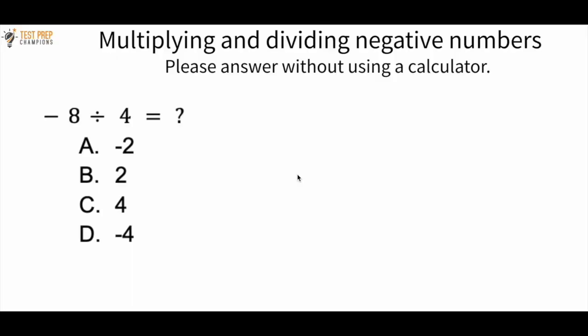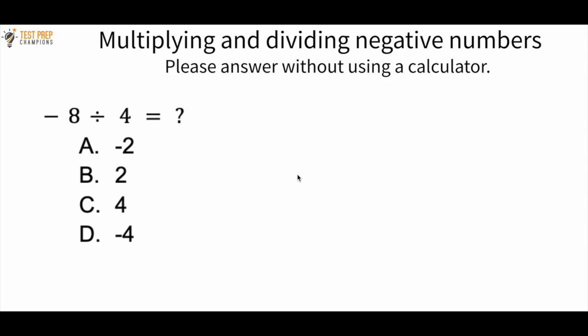So now let's talk about multiplying and dividing negative numbers. And the first example in this series that I want to cover is negative 8 divided by 4. And getting the sign correct in the answer here is really the key to getting the question right. So I'd like you to try doing this without a calculator, and let me give you a chance now to pause the video, try this out, and whenever you're ready, we'll go over the answer.